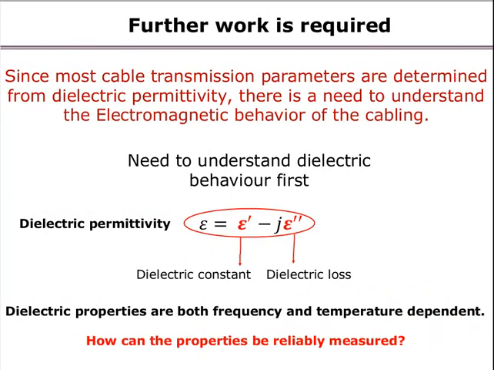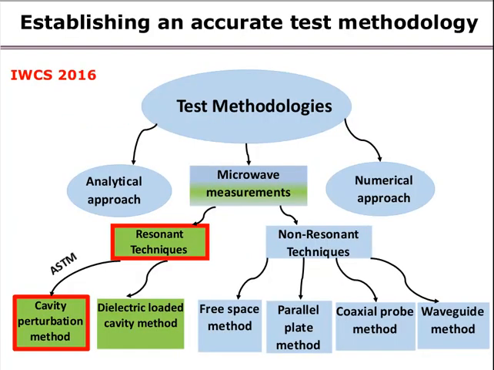Hence, the focus of this research is to examine the dielectric properties of different insulation types used in Ethernet cabling to understand what the causes of the observed issues are. The reason for this is because most cables' transmission parameters are determined from the dielectric permittivity. As a result, there is a need to understand the electromagnetic behavior of the cabling.